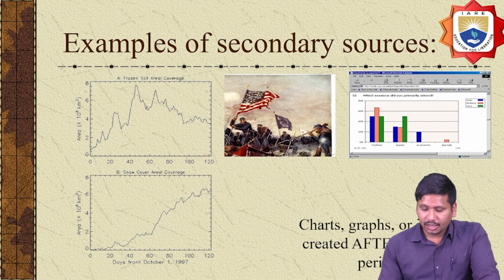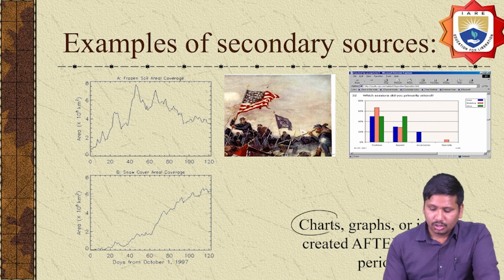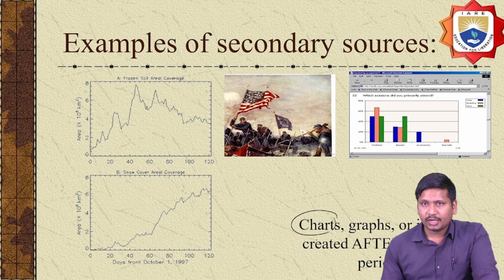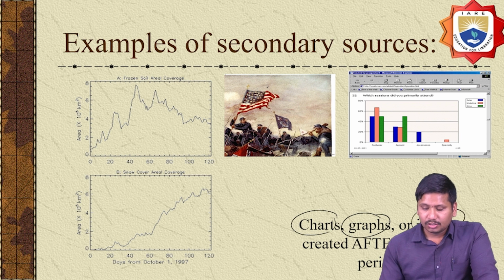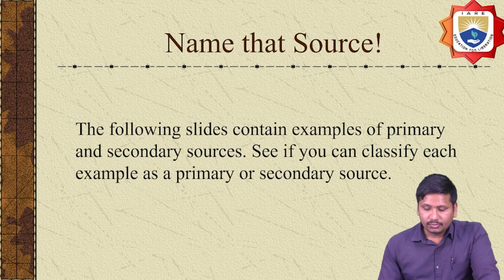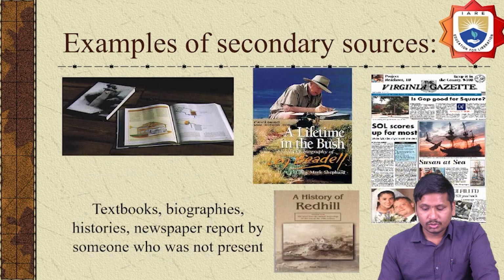Some other examples of secondary sources are charts, graphs, or images created after the time period. So the graphs and charts that I have prepared, whether a bar chart, pie chart, whatever it may be, and the graphs and images created after the time period, are examples of secondary sources here. So these are some of the examples of secondary sources.